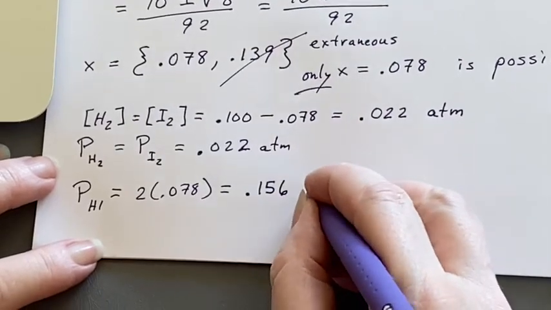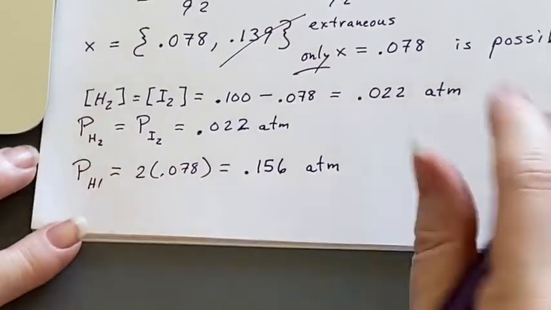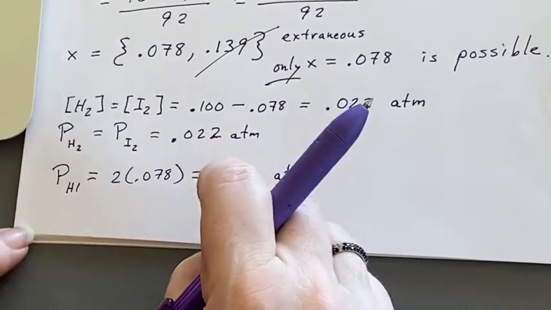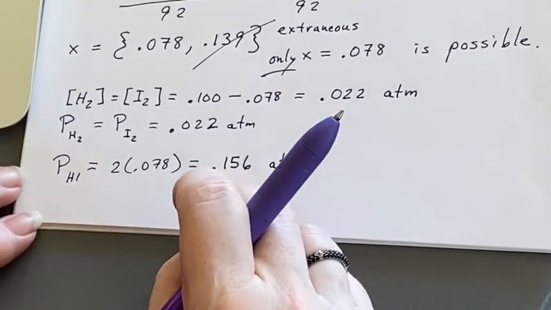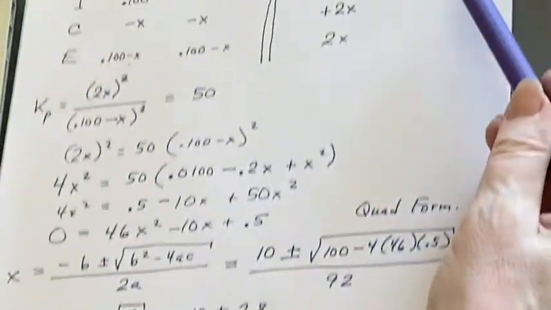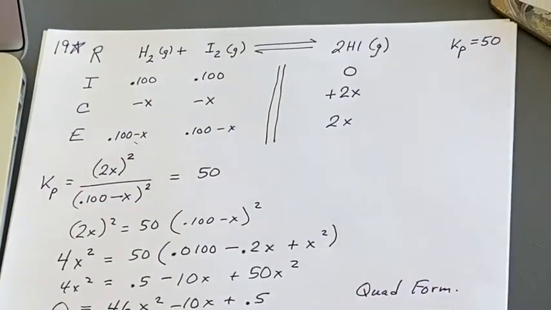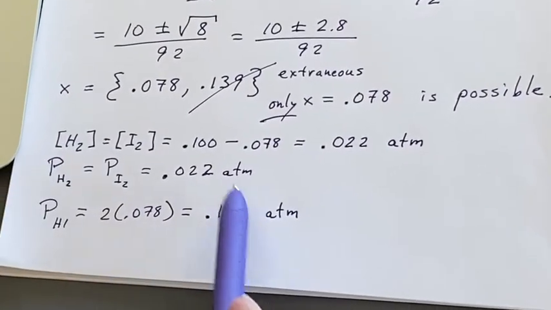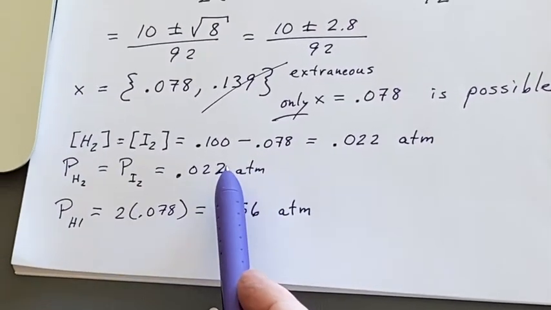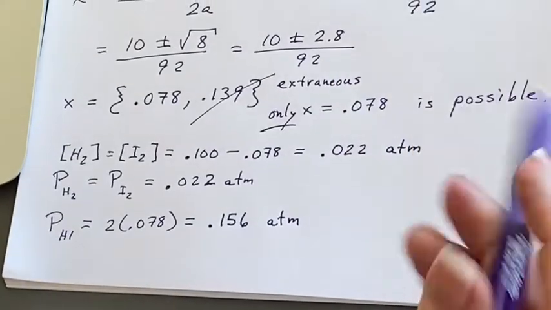0.156 atmospheres. Now, if you took this and ran it through to figure out what Q is, it should now match what KP is to 2 sig figs. See, I've kind of got 3 right now, but I would go ahead and run it with these numbers, and then you'll see that it matches the K sub P.